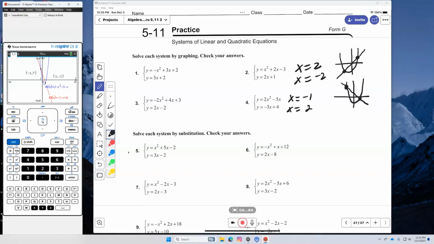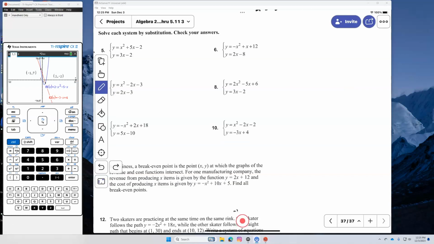that is a solution. Another way you can solve this system is by substitution. You notice that this equation is equal to y, and you notice this equation is equal to y. So what I'm going to do is set them equal to each other. So I have negative x squared plus x plus 12 equals 2x minus 8.